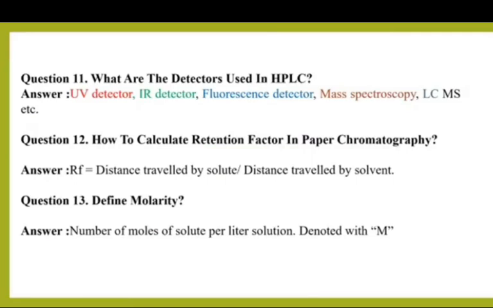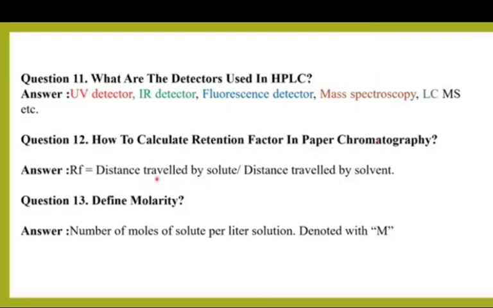What are the detectors used in HPLC? The commonly used detectors in HPLC are the UV detector, IR detector, fluorescence detector, mass spectroscopy, and liquid chromatography mass spectroscopy detectors. So the detectors are UV, IR, fluorescence, mass spectroscopy, etc. Next, how to calculate the retention factor in paper chromatography?